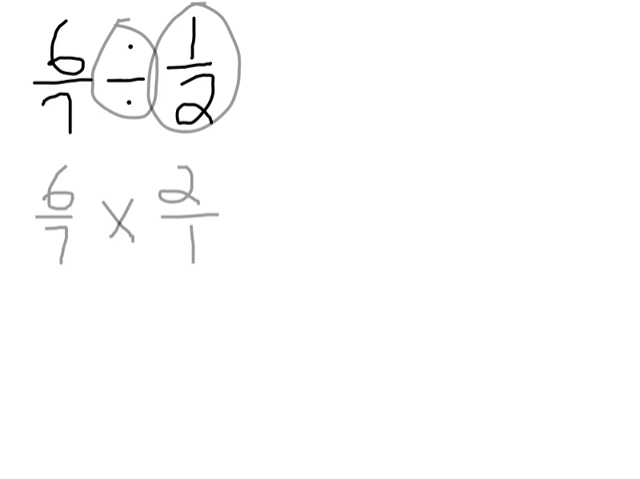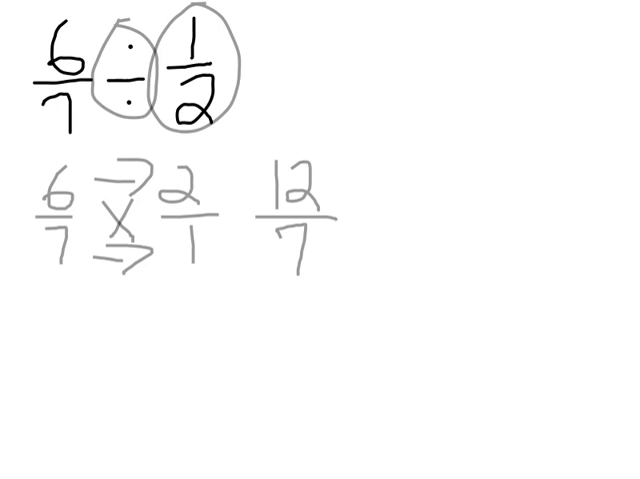And then all I have to do is remember top times top, bottom times bottom, and multiply straight across. 6 times 2 is 12. 7 times 1 is 7. And again, I'm left with an improper fraction. You can leave it like this, or you can change it to a mixed number.